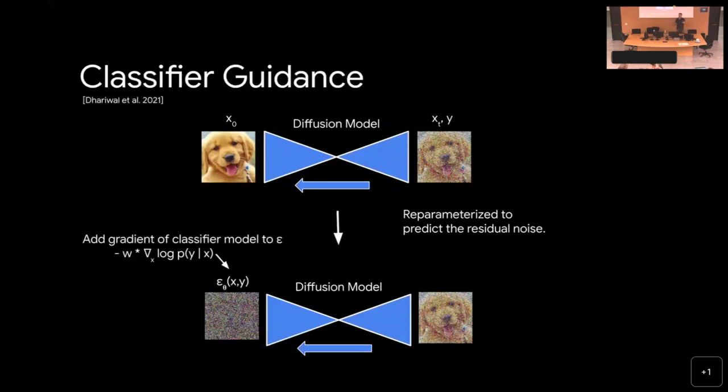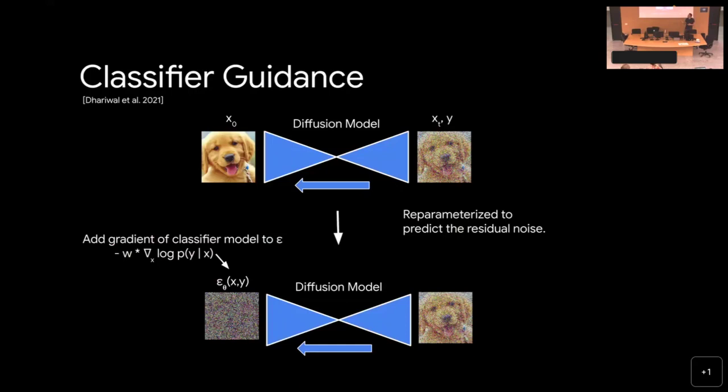And now there's a trick called classifier guidance that the folks at OpenAI came up with, which is to modify our model prediction of the noise by adding in the gradient of a classifier model. So I won't actually talk about re-ranking, as Noel promised, I'm sorry. But this is kind of like a smooth way of doing re-ranking.